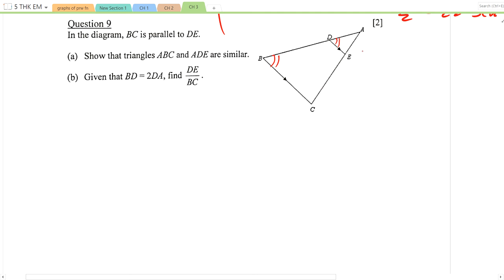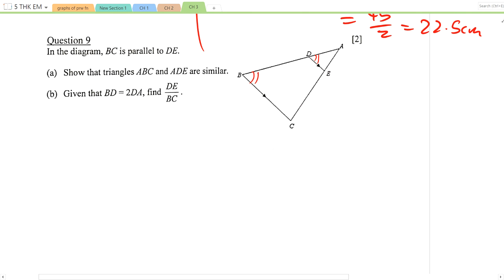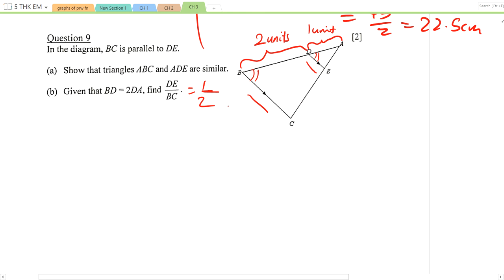Done. BD is 2 times DA. So over here, take note, 2 units. I'm not saying that it is 2 cm or 2 kilometers or whatever, because I don't know what units we are using. We only have the ratio. So find DE over BC. 1 over 2? Hey, wait, no, it's not 1 over 2. This is a trick question.